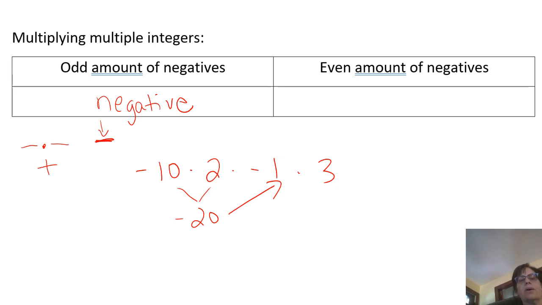And on the same note, since every pair will come together to be a positive, when there's an even amount of negatives, then all of them are paired up. There's no leftover. So an even amount of negatives would turn out to be a positive number.